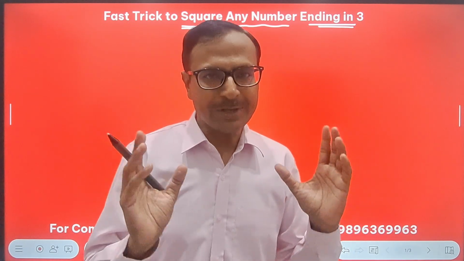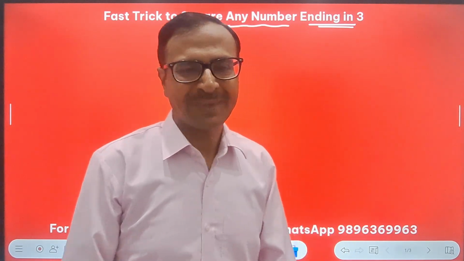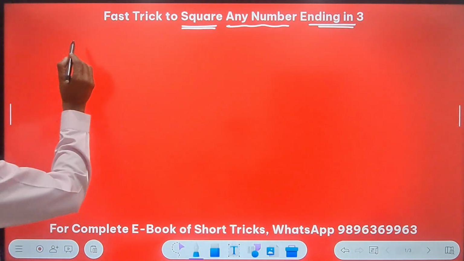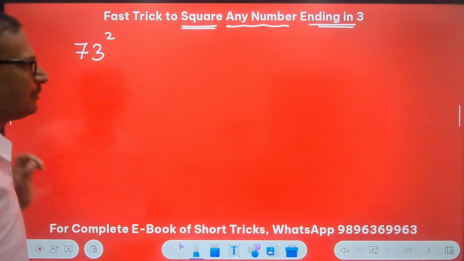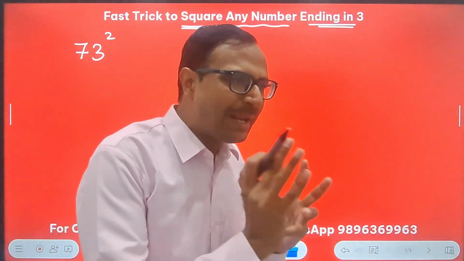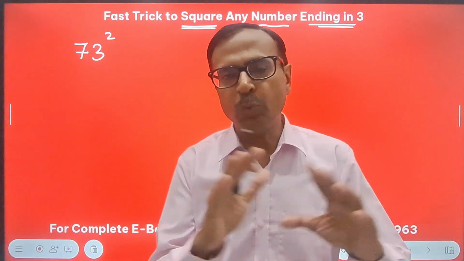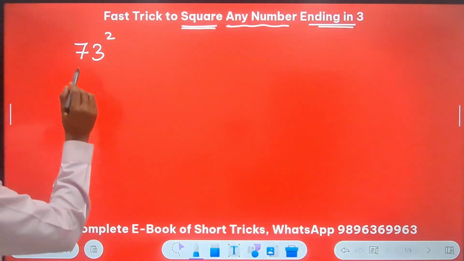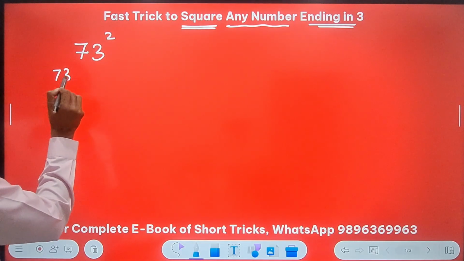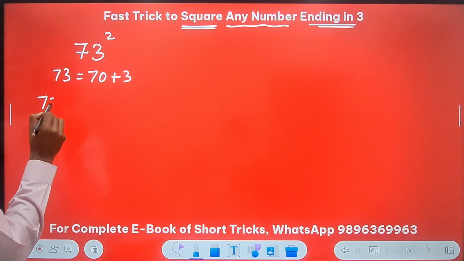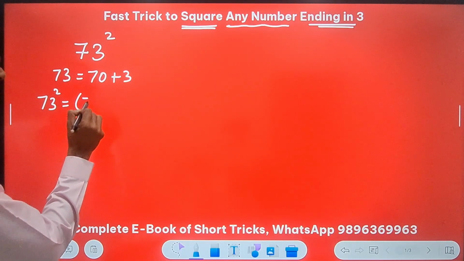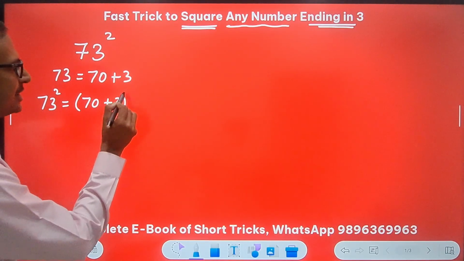So let's see the concept in hand first. Suppose there is a number like 73 and I need to find the square of 73. Let's break up 73 into two parts, wherein we have 73 written as 70 plus 3. And so 73 square is actually to be written as 70 plus 3 whole square, right?